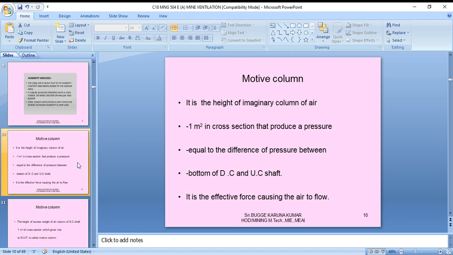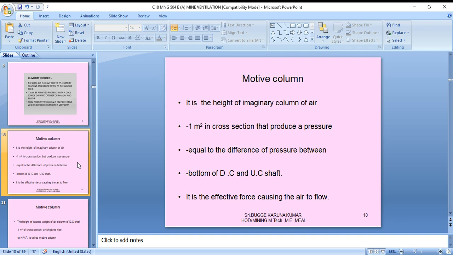What is meant by the motive column? The motive column is very essential in the natural ventilation system. So what does motive column mean? It is a height of an imaginary column of air, one meter square in cross section, that produces a pressure equal to the difference of pressures between the bottom of the downcast and upcast. It is the effective force causing the airflow.